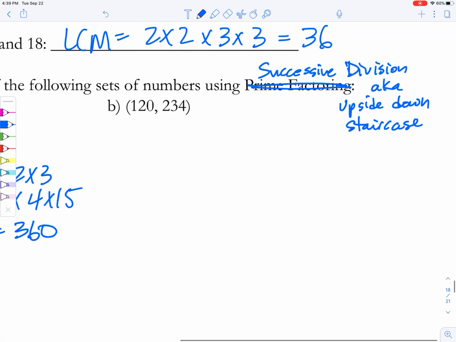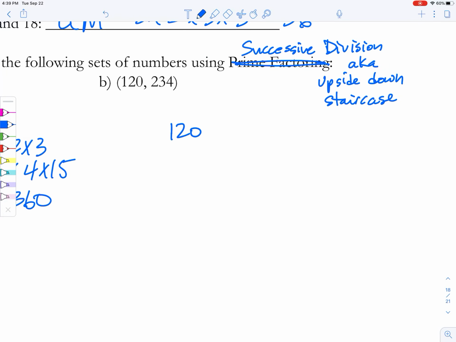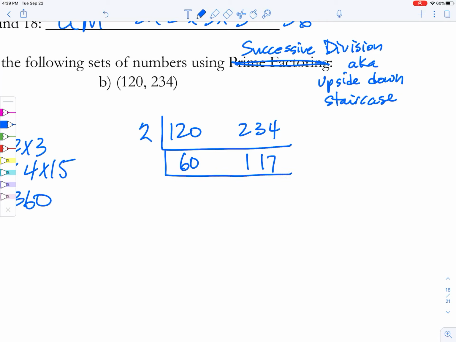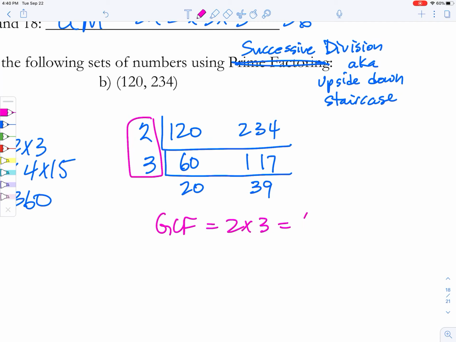Try it again with 120 and 234. So 120, 234. They're both even, so I can take a 2 out of both of them. And then I noticed that they're both divisible by 3. If you have trouble remembering your divisibility rules, let me know and I can give you some extra practice. 117 divided by 3 is 39. The only factors of 39 are going to be 3 and 13, and those aren't common to 20, so we are done. And the GCF is the numbers that were common to both, so that's going to be 6.